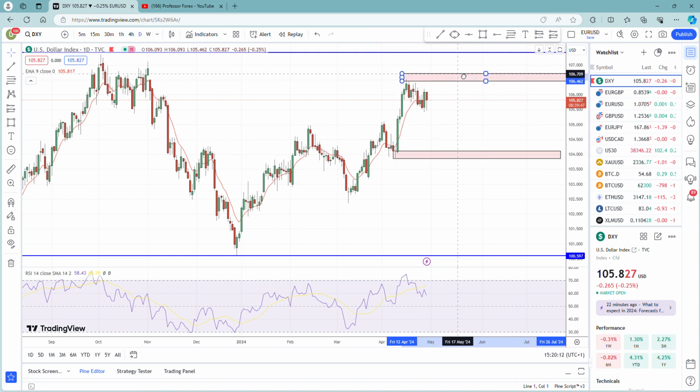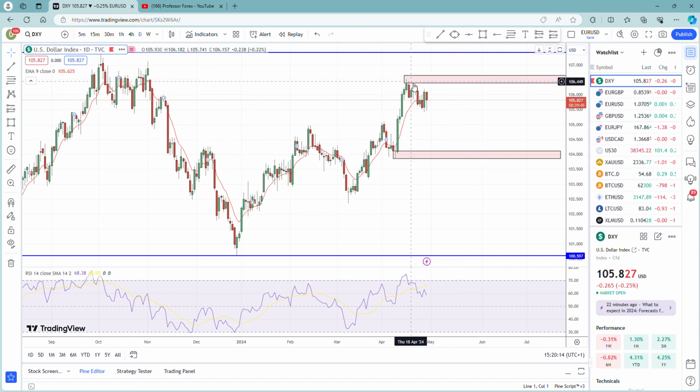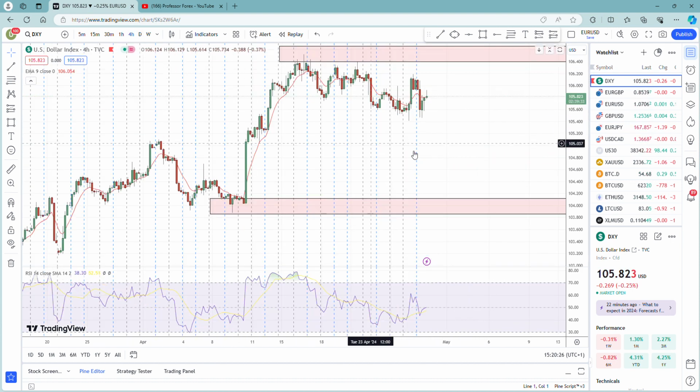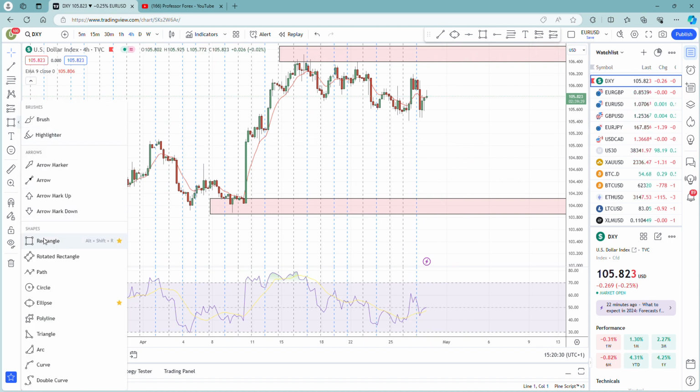So I can clearly see there's a resistance region here where price changed from a green candle to a red candle, where price changed from bullish to bearish. Once you've got the two zones on the daily, you then go into the H4 time frame. You do exactly the same. Get the rectangle tool out, identify your support and resistance.